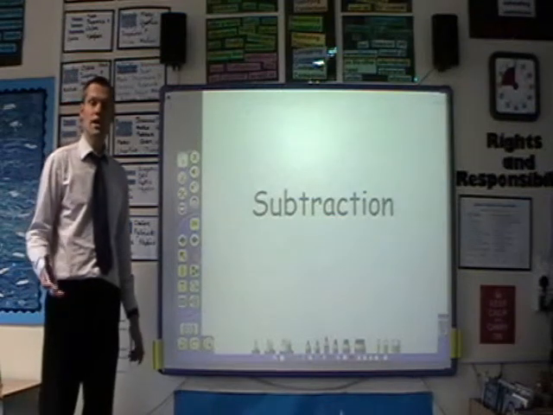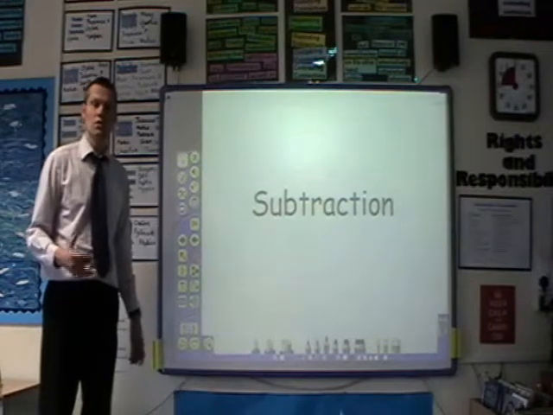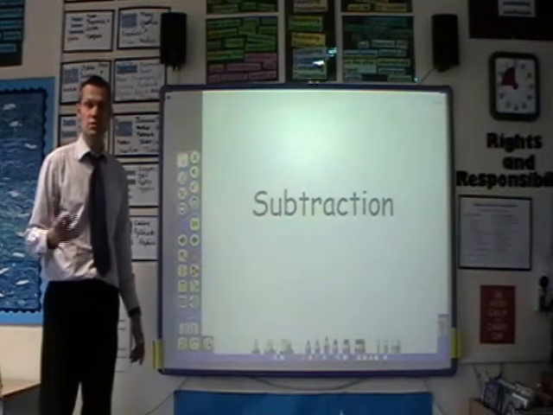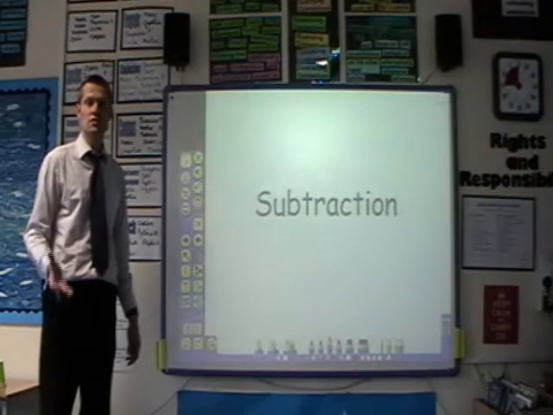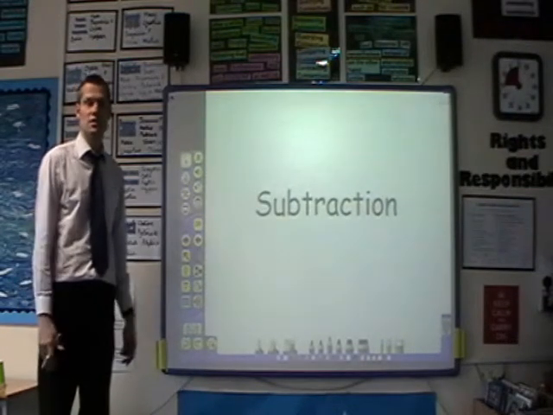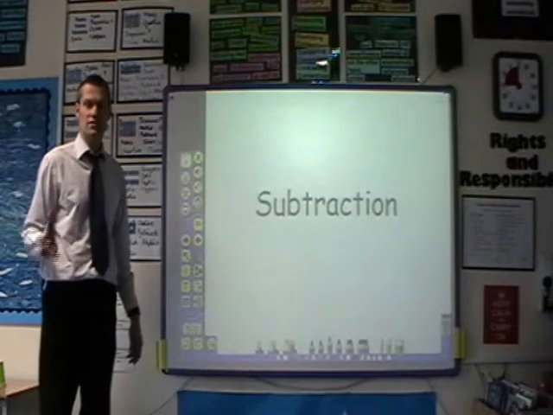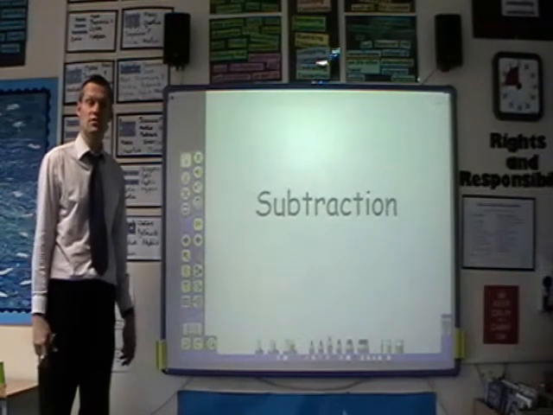Importantly, there are two main ways to subtract: to take away or to count on, which is effectively finding the difference between two numbers. Again, as with addition, the children in Key Stage 1 and early years would use various resources to subtract. Cubes or counters are great for taking away, whilst number lines are best for finding the difference.